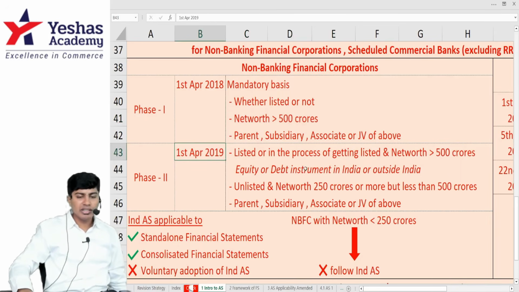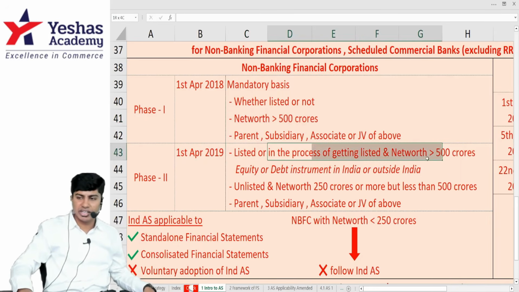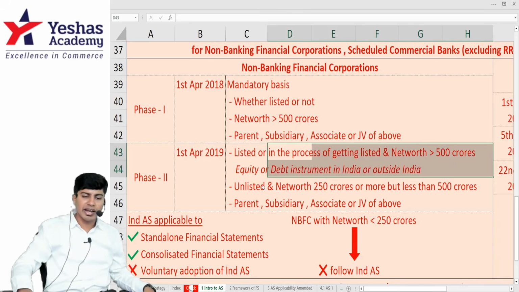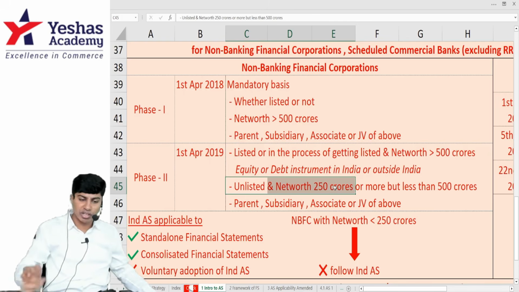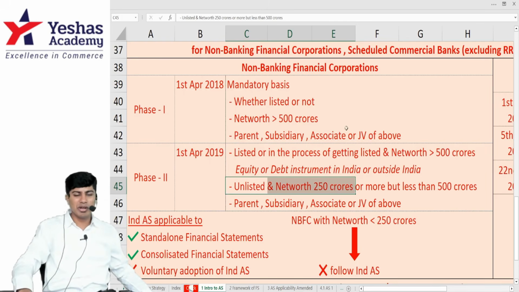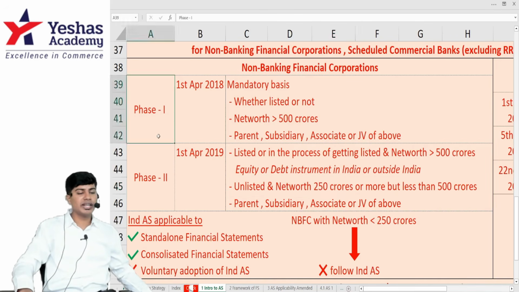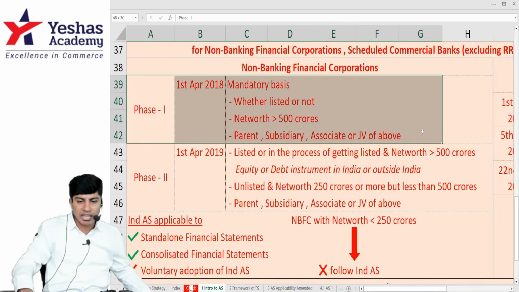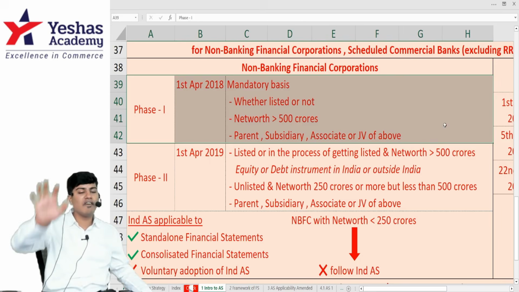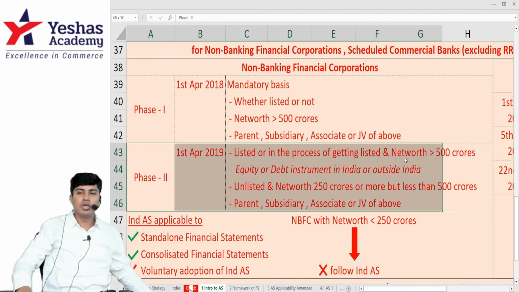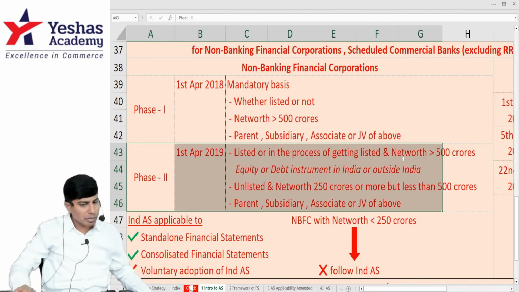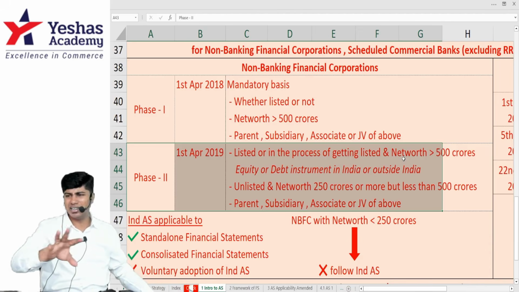In 2019, they said listed or in the process of getting listed, and net worth more than 500 crores. And unlisted companies also, if your net worth is more than 250 crores, it's applicable. Basically, they reduced the limit to how much here? 250. In 2018, the limit for Ind AS being applicable to NBFC was net worth of 500 crores. In 2019, the limit was revised to 250 crores. Is that okay? We don't have to learn this in detail. Not required in detail. Just remember 500, 250.